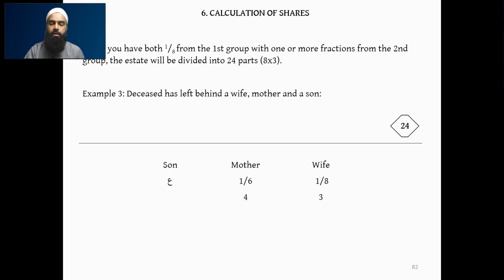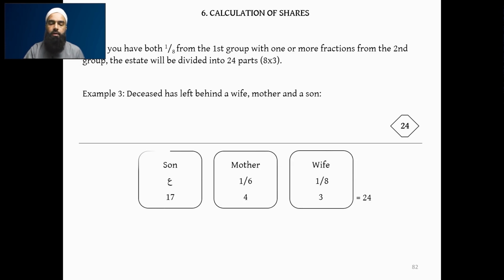And we add that up, 4 plus 3, which is 7, minus the 24, gives us 17 remaining for the son. So we add that up, equals 24. So this is what we had left over, 24. And we've given out all 24 shares to the heirs. So this is in essence how you do it.